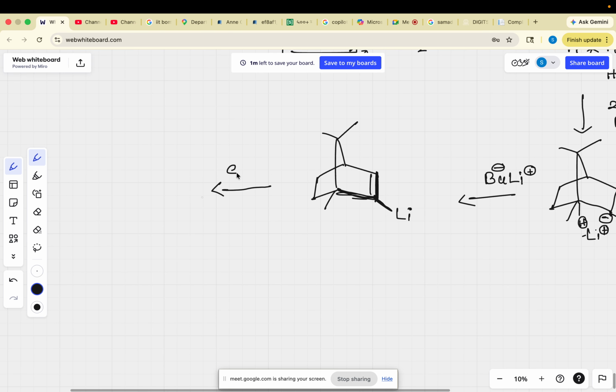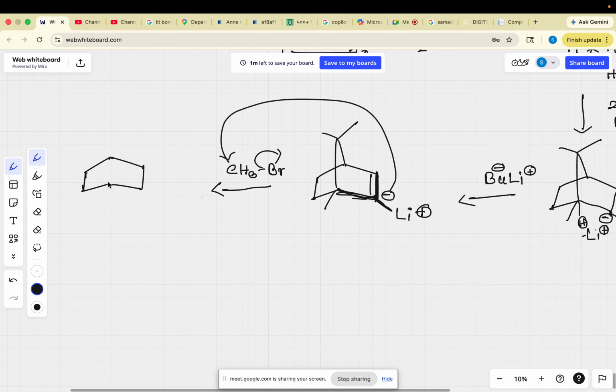Fine. Now last is your CH3Br. CH3Br, so lithium is positively charged and this carbon center is negatively charged, right? So what will happen? This negative charge will attack the carbon center, bromine will leave from here. So that will be your final product. This is an SN2 reaction. Okay, this last reaction is basically your SN2 reaction.